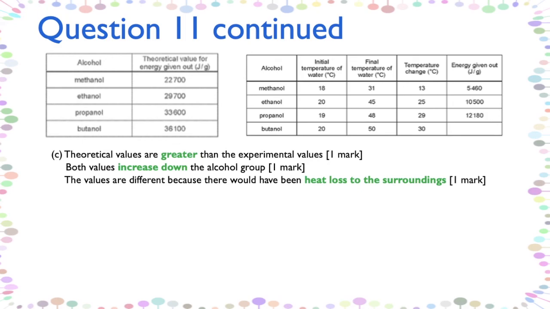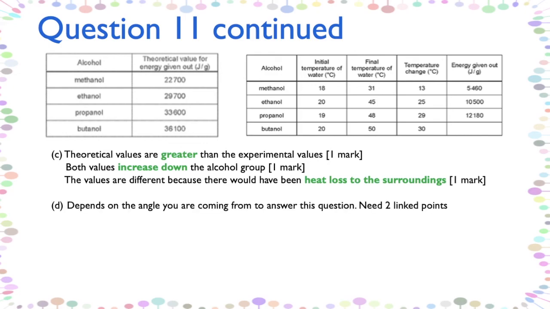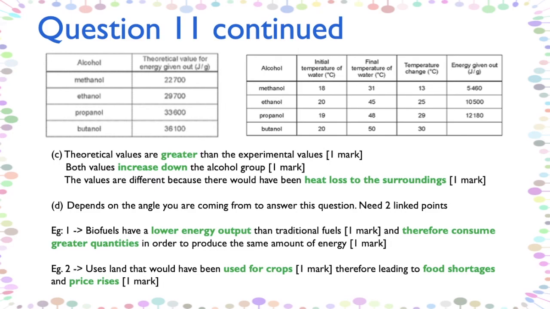And finally, for part D, some people are opposed to large-scale use of bioethanol as fuel. Describe briefly why someone can take this view. It depends on what way you want to take this. There are two different examples you could have said.